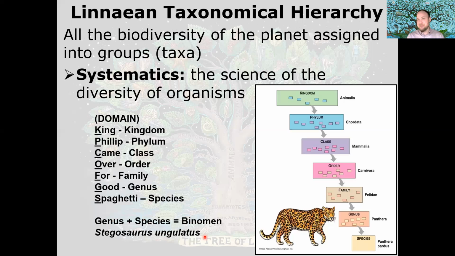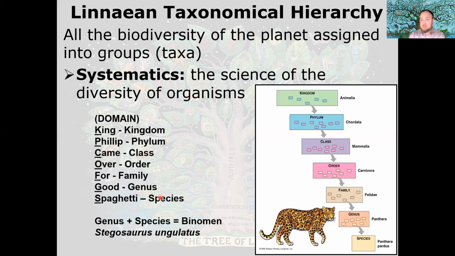We'll talk about that when we get to the stegosaurs, but for example, us, Homo sapiens: our genus is Homo, and our species is sapiens. There's also Homo erectus, Homo ergaster, earlier hominids that fall into that genus, but only us are that species. So keep that in mind. We do need to remember this: King Philip came over for good spaghetti, kingdom, phylum, class, order, family, genus, species, getting more and more specific as you work your way down.